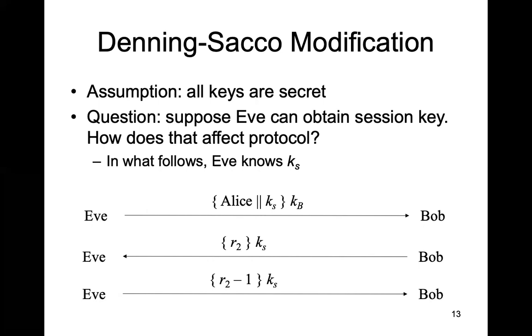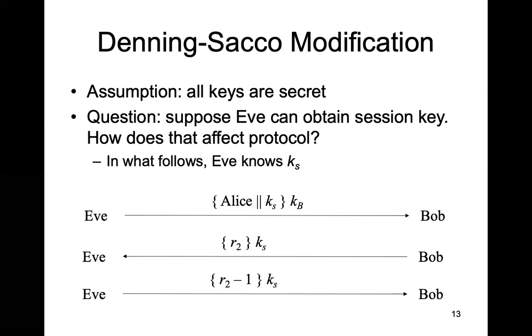So let's just assume that Eve obtains one such session key. And the question that the Denning-Sacco modification asks is, how does it affect the security of the Needham-Schroeder protocol? So it is possible, right? If Eve knows KS, then what essentially happens is that the last three steps of the protocol can be compromised. Eve can replay an old message, Alice concatenated with this known key KS encrypted under KB, to Bob. And then when Bob responds back with this key KS, because we assume that Eve knows this session key, Eve will be able to respond back to the challenge correctly.